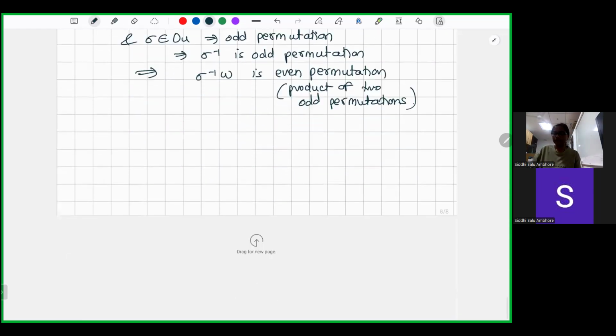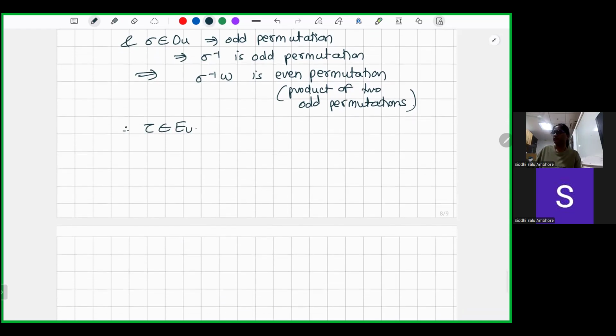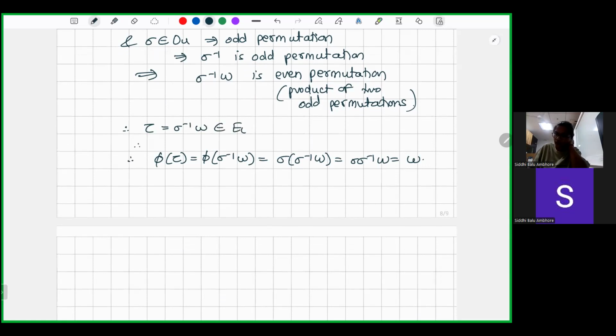Okay, so therefore this tau belongs to EU, which is the domain of our function phi. So therefore this phi of tau, that is phi of sigma inverse omega, is sigma of sigma inverse omega, that is omega, which we got. Okay, so we have this, therefore tau is equal to sigma inverse omega belongs to EU.